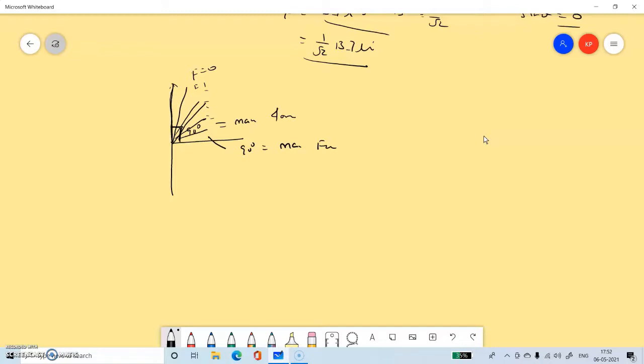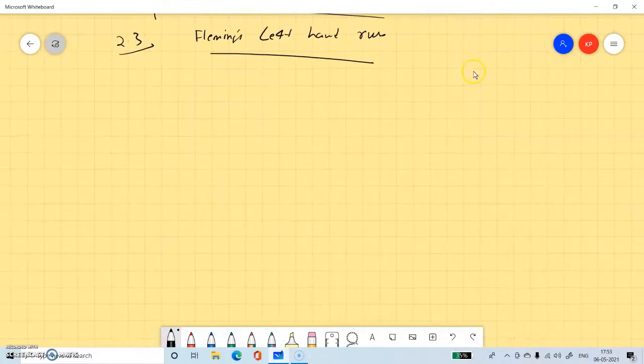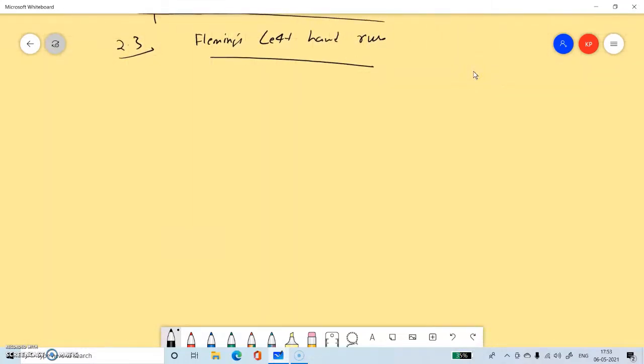The force can be expressed in vector form like this. F, B and I lie along three mutually perpendicular directions. The direction of the magnetic field and the direction of the motion can be found by what is called Fleming's left hand rule. The direction of the current, the direction of the motion and the direction of the magnetic field can be expressed by Fleming's left hand rule. That is our next topic, 2.3. Now we are going to see what Fleming's left hand rule is and what it shows. The direction of the force on a current carrying conductor placed in a magnetic field can be found from Fleming's left hand rule.